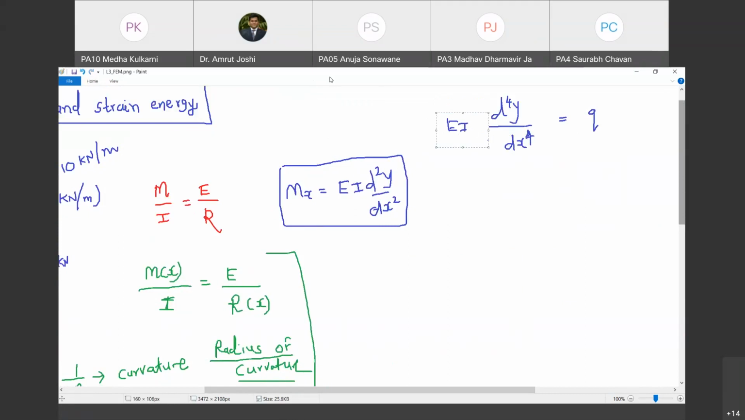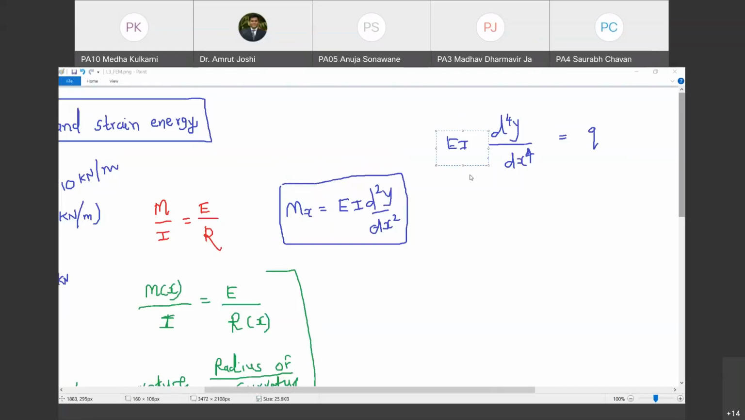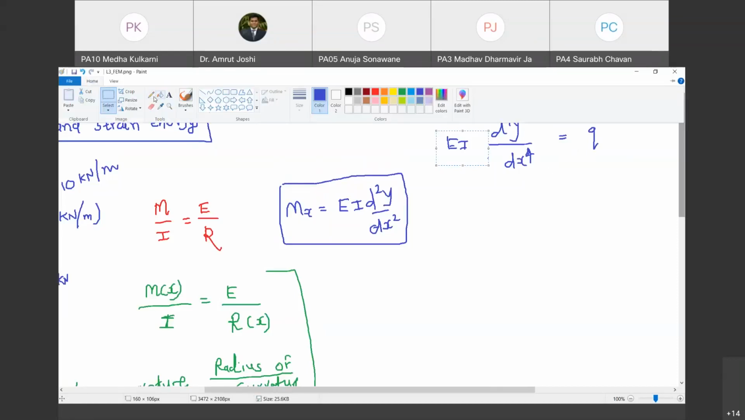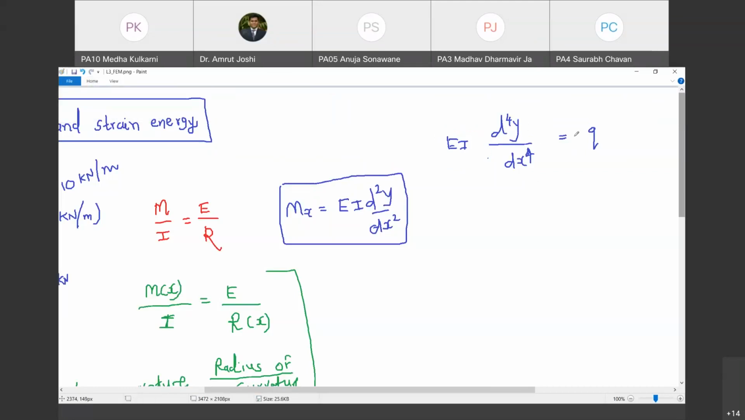Just give me a second. So I'm not very sure about the sign. It will come out when we solve the problem. So I will write it as minus q. Are you with me? I hope this is the correct governing differential equation. Let us see. EI d4y by dx4 is equal to minus q.